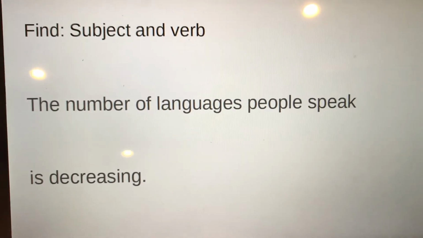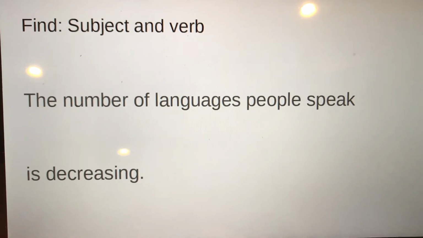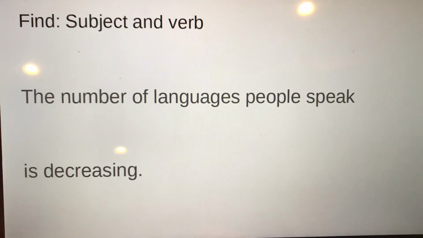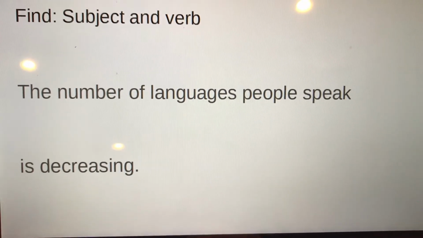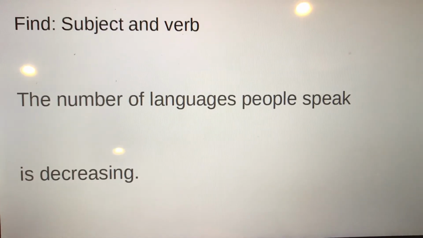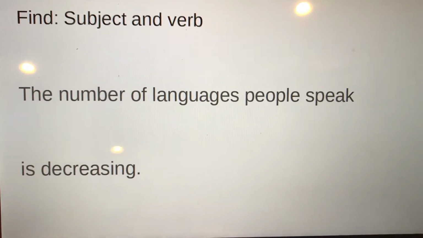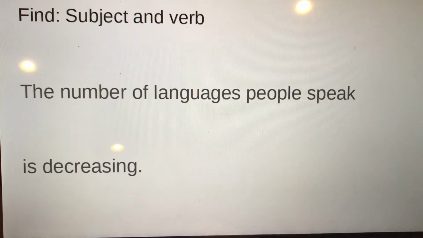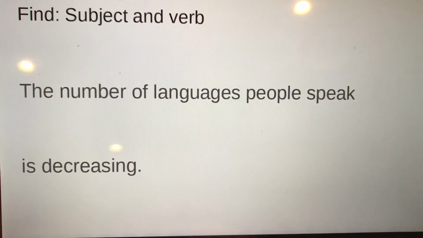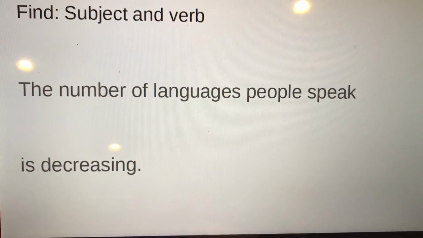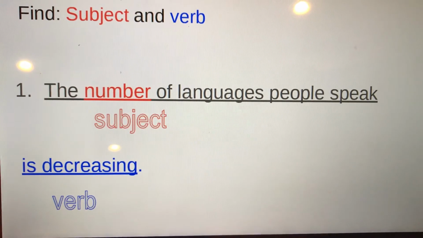Okay, here's the second sentence, also from your book. The number of languages people speak is decreasing. Again, we need to find the subject and the verb to make sure that it's a complete clause. All right, here it is.